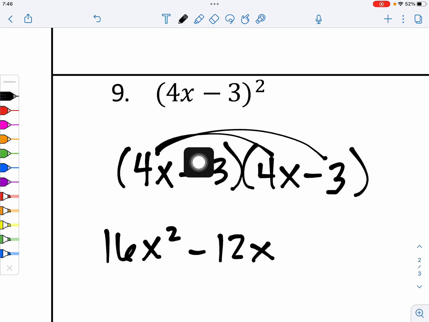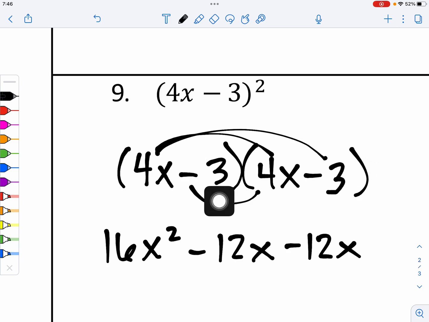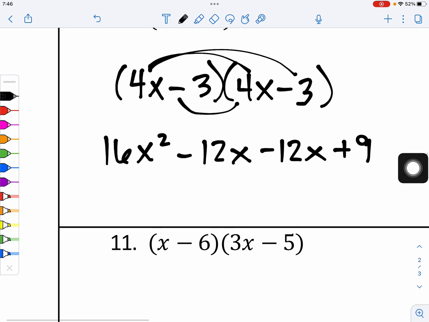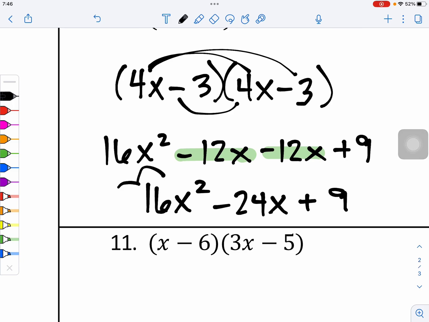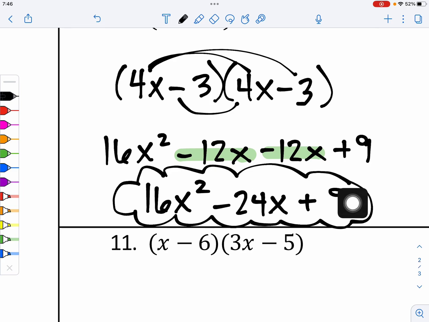And then we'll multiply that negative 3 by 4x, another negative 12x, and then negative 3 times negative 3 is positive 9. In the middle here, I've got negative 12x and negative 12x. My 16x squared will stay the same. If you owe me 12 and then you owe me 12 more, so negative 12 minus 12, that's negative 24. Don't forget the x, plus 9. Exponents in descending order. 2, 1, none. 16x squared minus 24x plus 9.